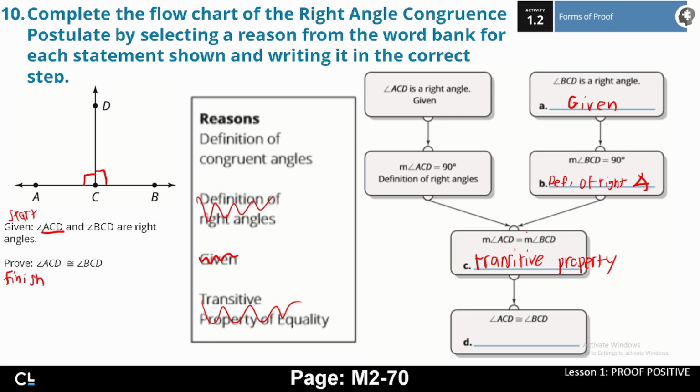So last but not least, instead of having the equal sign here, we switch it to a congruent sign. We get rid of the little m for measure. So now instead of saying measure of angle ACD is equal to measure of angle BCD, we're saying that angle ACD is congruent to angle BCD. Why? This is our definition. Once again, I'm going to abbreviate it. Def of, and instead of writing congruent, I'm going to use the little symbol. This is our definition of congruent angles. Our last reason right there, and we can cross that one off now.